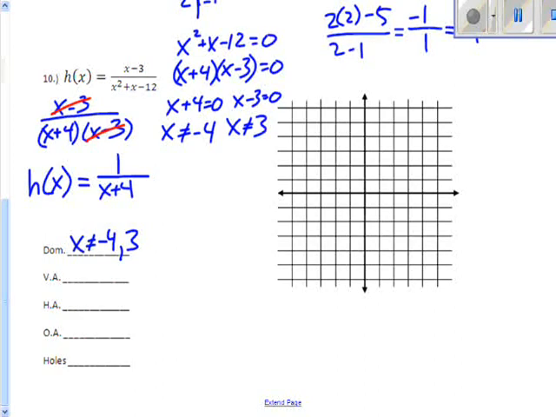Okay? So now I need to decide, is each of these restrictions a vertical asymptote or a hole in the graph? If I look, the restriction that got canceled out, the x minus 3 got canceled, which means this restriction got canceled out, which means that is my hole in the graph. So I put a 3 down here. That's the x value for the hole in the graph. To find the y value for it, I plug it back into my equation. I could plug it into this equation. That would be 1 over 3 plus 4, which is 1 over 7.